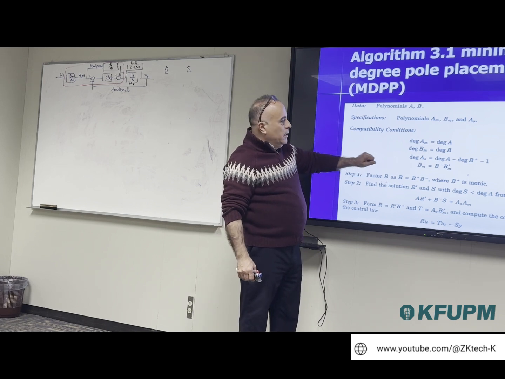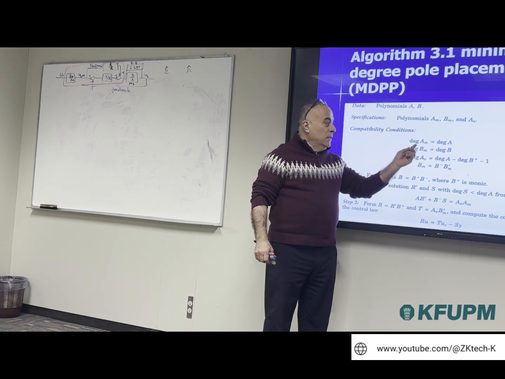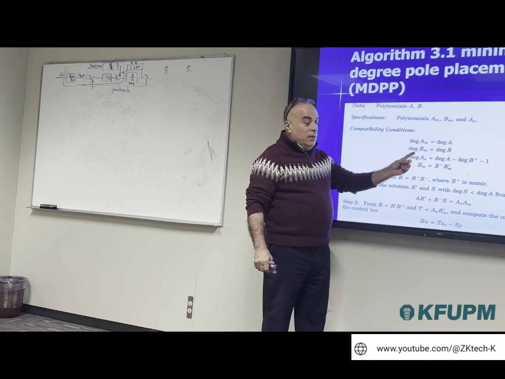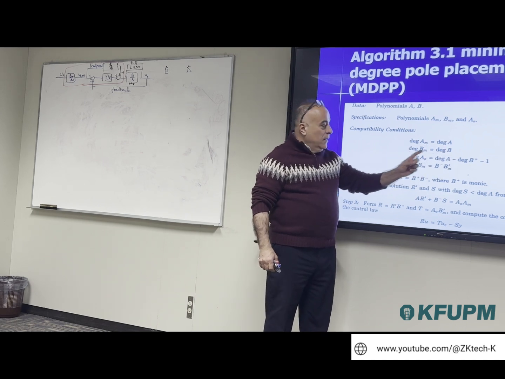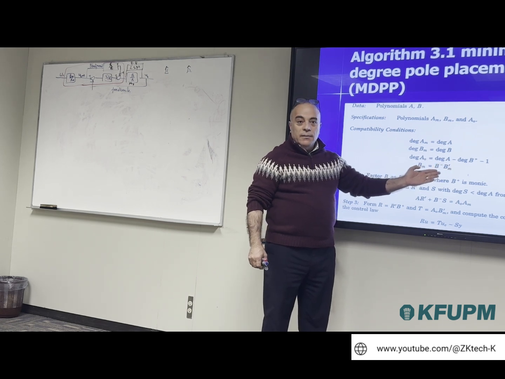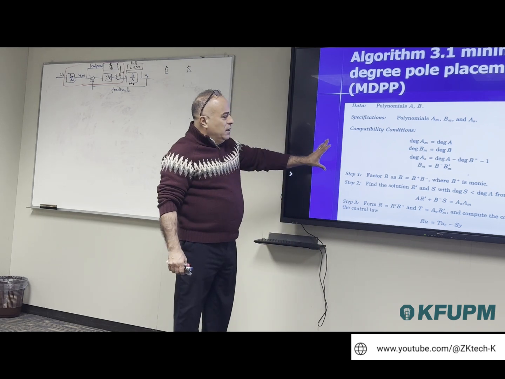So the compatibility conditions, we are going to select the degree of Am the same degree as A. We are going to select the degree of Bm the same degree as B. And then degree of A0, of course, it will be equal. It will no longer be inequality. Everything will be at the limit. So we call this the compatibility condition.